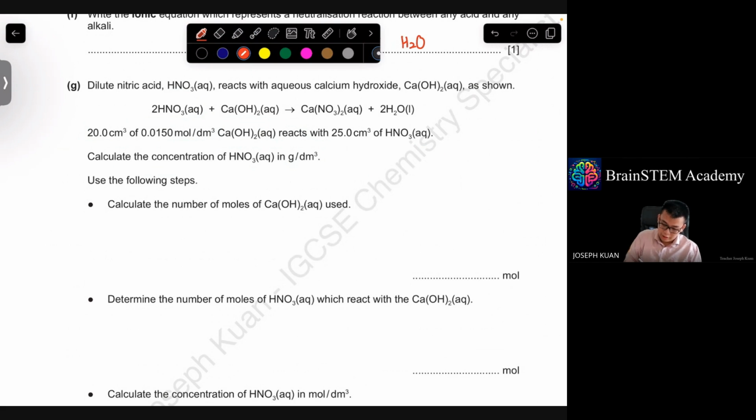So that would be 0.015, 20 out of 1,000. Make sure you convert this to cubic decimeter first. Multiply by concentration 0.015. Compute this out in your calculator. And you should get 0.0003. Yeah, 0.0003 moles.